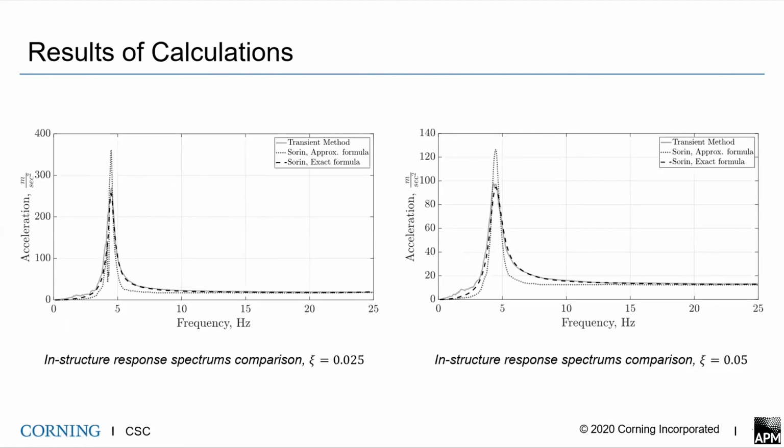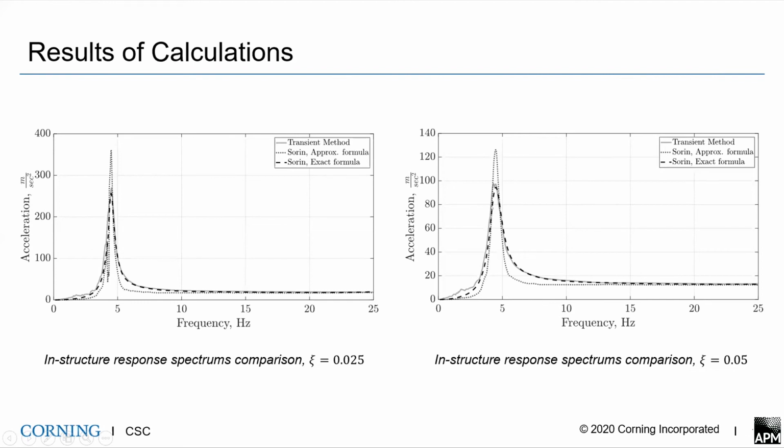So these are the results of the calculation. We considered a few values of damping: 2.5%, 5%, and 10%. Results for the first damping ratio are on the left. As anticipated, the approximate formula gives wrong results. We can see a serious overestimation of peak acceleration compared to the exact formula and time history method. But the exact formula gives a good approximation of the peak value, and the overall performance of the method is acceptable.